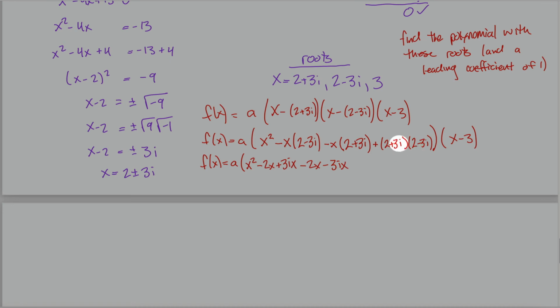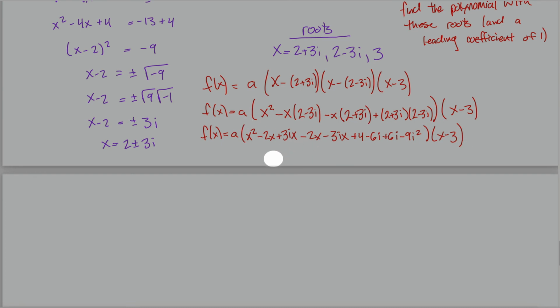And then finally, I'll get rid of these parentheses by doing FOIL one more time on these 2 binomials. This 2 times this 2 gives me a 4. This 2 times this negative 3i gives me negative 6i. This 3i times this 2 gives me positive 6i. And then this 3i times this negative 3i, well, positive times a negative is negative. 3 times 3 gives me 9, and i times i gives me i squared. Don't forget, we still have this x minus 3 to deal with later. This looks terrible. This looks really hard to deal with, but it's going to get significantly nicer in the next step.